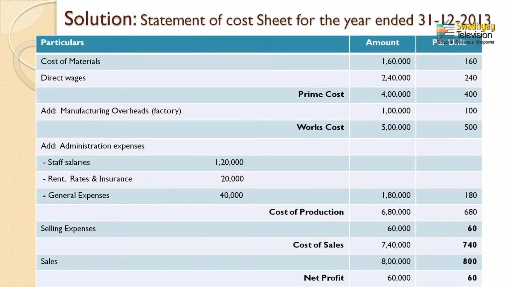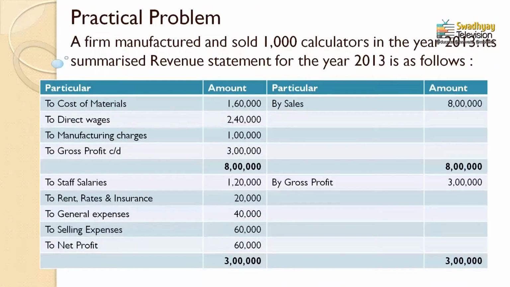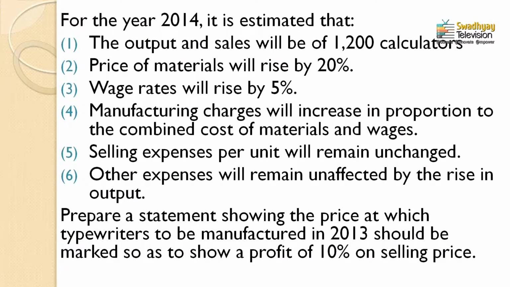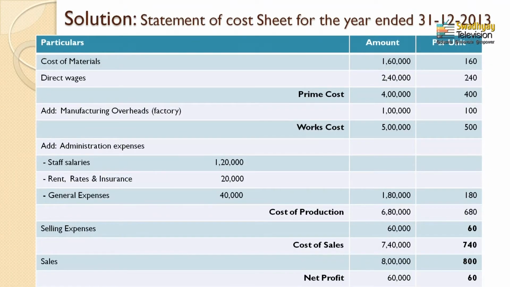Both will be added into the respective item to find out the cost of sales. Cost of sales comes to 7,40,000 rupees total amount, and per unit cost of sales comes to 740 rupees. Now, the remaining 2 items are also given in the question. The sales is given in the revenue statement on the right hand side, or you can say on the credit side, by sales rupees 8 lakh, and the net profit is also given in the question, on the debit side, as the last item of the profit and loss account: net profit is rupees 60,000. So, we do not need to find out both these items, as they are clearly defined in the question itself for the statement of cost sheet for the year 2013.